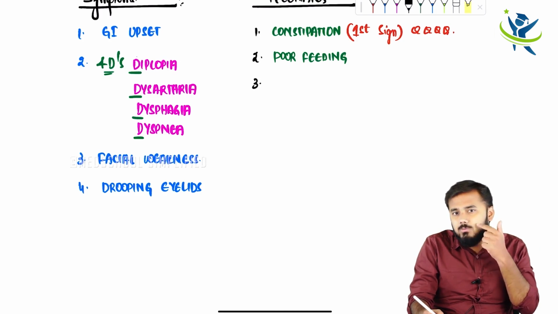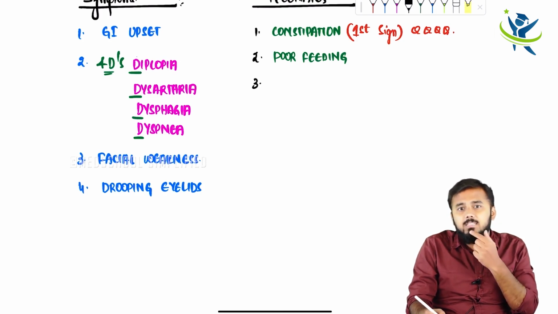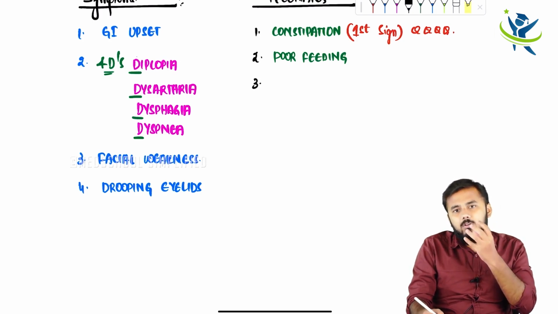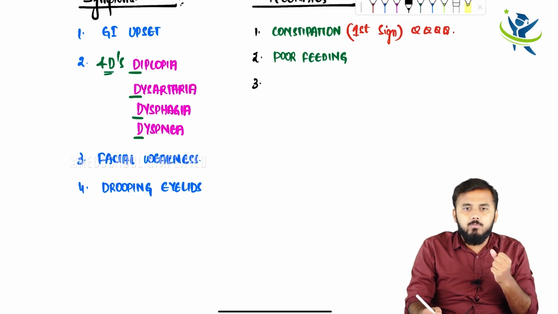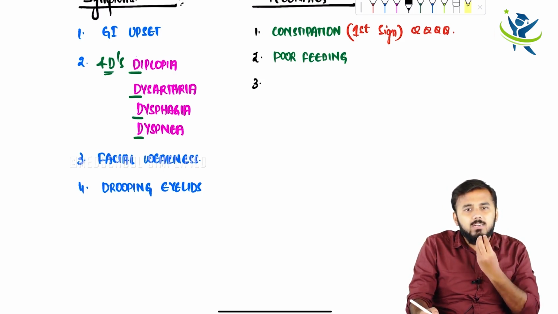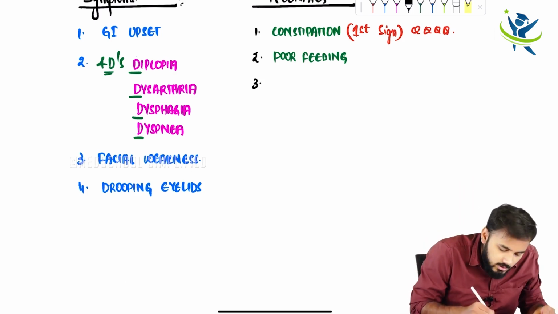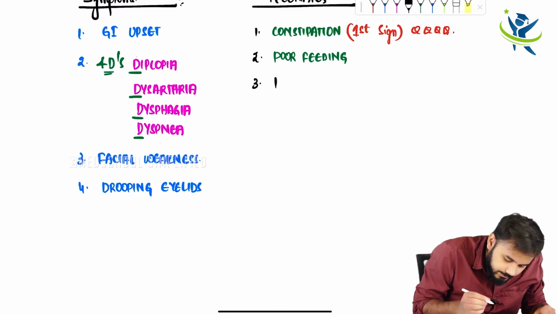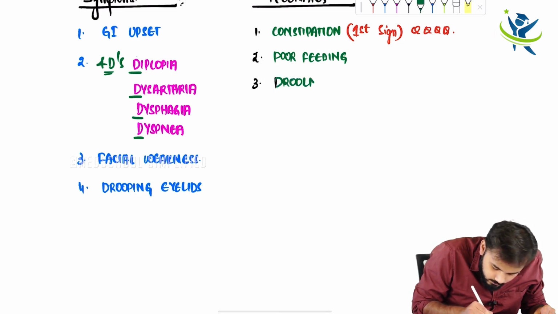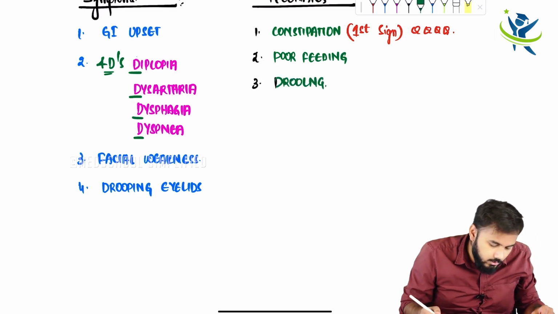Third thing, as the muscles are not working, even the tongue muscles, all the muscles that are responsible for the movement of your tongue, the styloglossus, the genioglossus, the hyoglossus, all of these muscles stop working, and there is no proper control of the mouth. So all the time the saliva comes out of the mouth. This is called drooling.